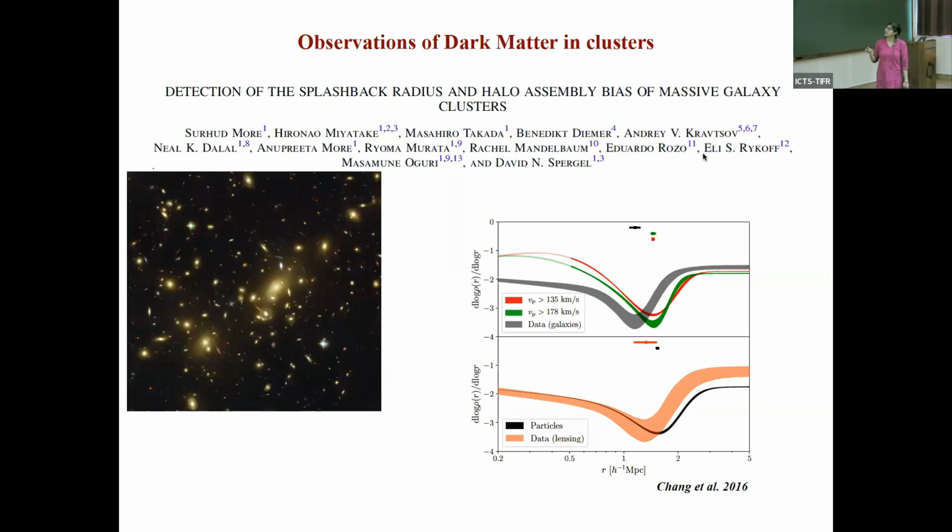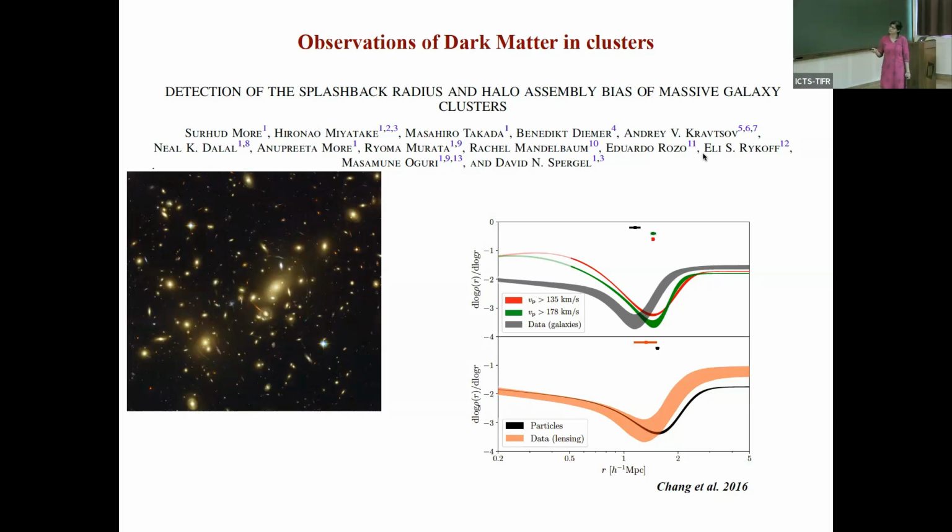So the first observational results for the measurement of the splashback radius was done by Surhud and Hiranau here using redMaPPer optical clusters in the SDSS survey. And it was later followed up by the DES survey using optical clusters. And just to give a little bit of a history for the optical cluster samples, it was found that the location of this, so on the bottom panel are the measurements.